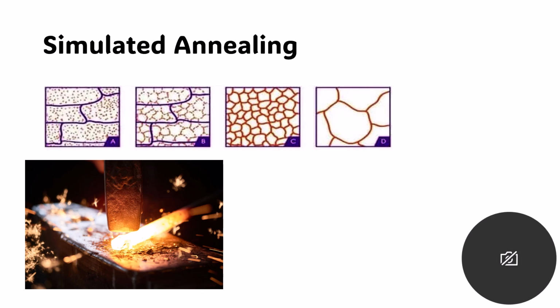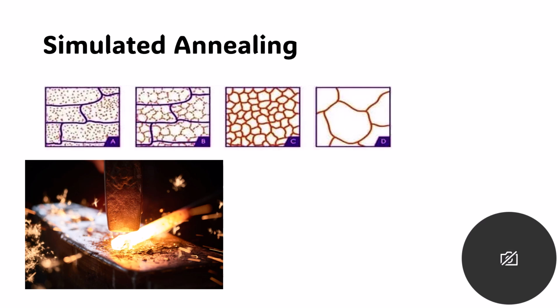Finally, we have simulated annealing, which is a more advanced and adaptive method. The name comes from metallurgy, where annealing involves heating a material and then slowly cooling it to remove defects. The idea in computing is similar. Start with a high degree of randomness, call it the temperature, and gradually reduce it to refine the solution.